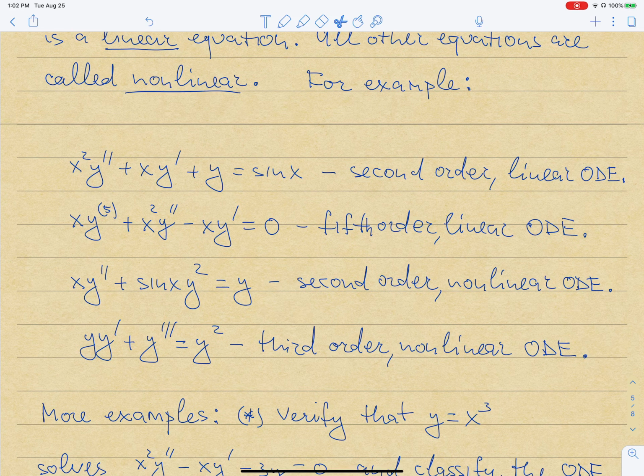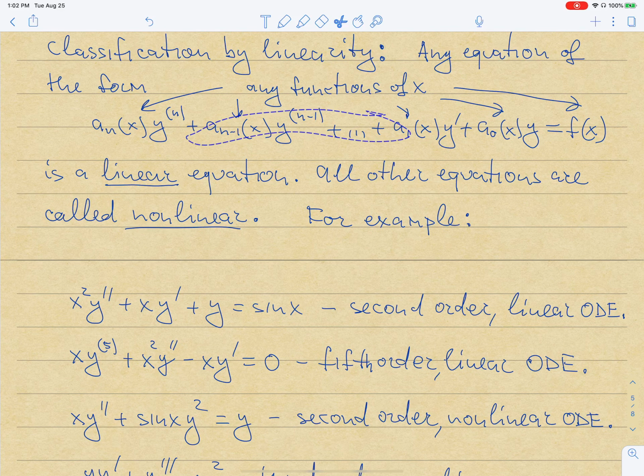Now look at this one. What do we have here? We have x times the second derivative, that appears in a linear way, but then I have sine x times y squared. So y squared is not a linear function. That means that this equation now is nonlinear. And the same thing in the last example, because here, for instance, I have a product of y and y prime. If I have a product of y and its derivative, then again, this is not linear. This is not in this form.